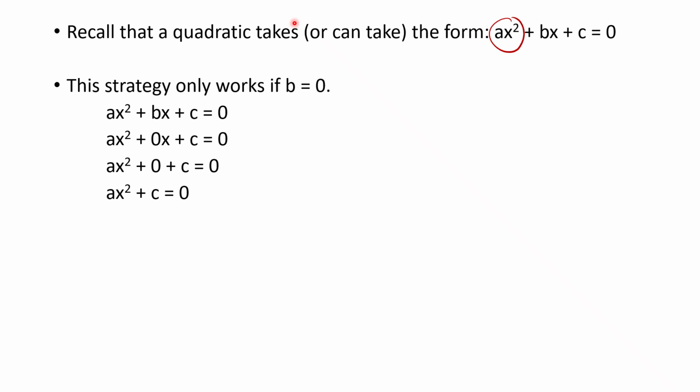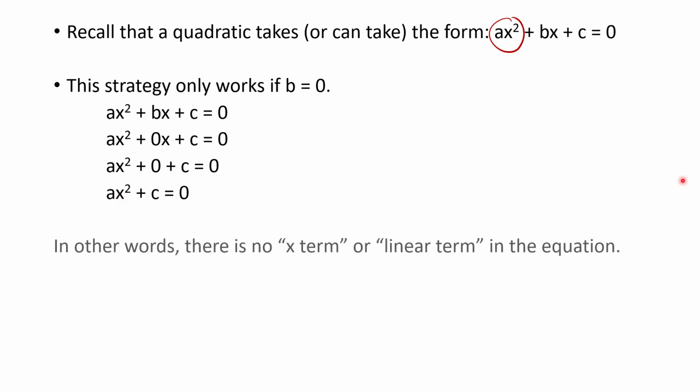Or you could have another number in there. Essentially what I'm saying is that it can be made to take this form. It doesn't necessarily have to look exactly like this. So this particular strategy only works if there's no x term. Remember I said terms are things that are added or subtracted, and what we're saying here is there's no x term. You also might hear there's no linear term.